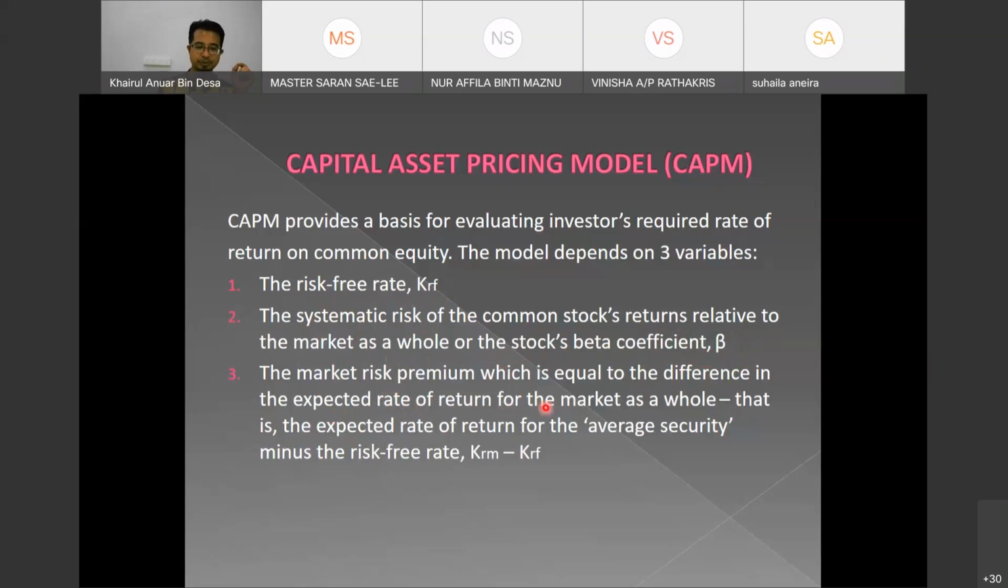The market risk premium is equal to the difference in expected rate of return for the market as a whole, that is the expected rate of return for the average security, minus the risk-free rate. Okay. RM minus RF, we call it the market risk premium.